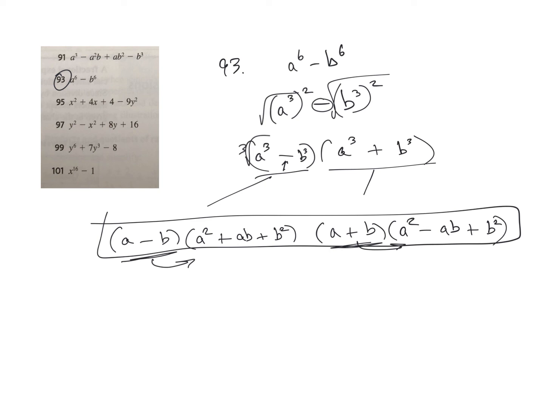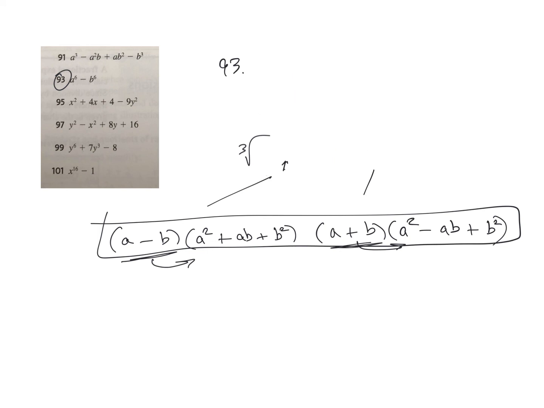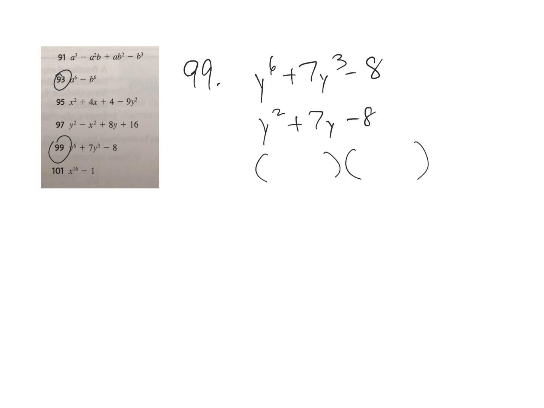And lastly, let's do one more. All right, let's do number 99. It's y to the 6th plus 7y cubed minus 8. So treat this as just if it was y squared plus 7y minus 8. And I'll show you what to do.